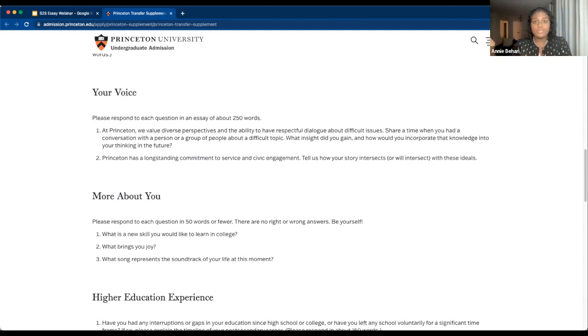Also, a fun little tip is that when you're writing in passive voice, you're using more words. When applicants have come to me with word count problems, like they're over their word count, it's usually because they're writing in passive voice. If they were to write in active voice, it would be a more effective essay and it would also cut down on the words.